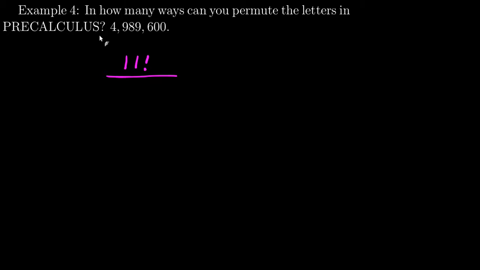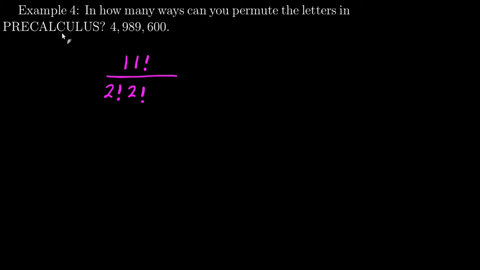So P is only here once. I could put a 1 factorial. It's not going to change anything, so I'm not going to put it. R is only repeated once. E is only repeated once. But C is repeated 2 times. So I'm going to have a 2 factorial down there. A only shows up once. L is repeated 2 times, so I have a 2 factorial for that.